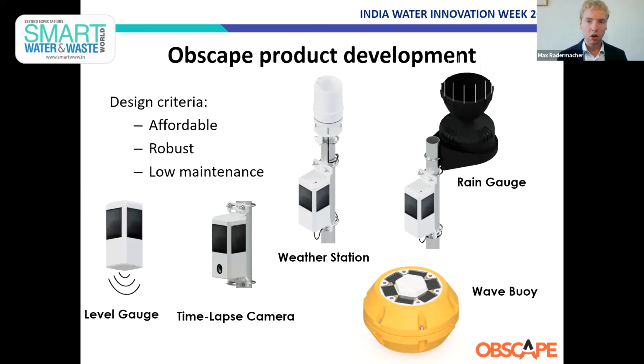And you can see a large degree of similarity among especially the top four instruments on the top row. They are all based on what we call the power and telemetry module, which is that white and black rectangular milk carton shaped thing. It has solar panels on the sides. Those are the black faces that you can see, those black panels. We can either connect external sensors to this power and telemetry module, as we did for the weather station and the rain gauge, or we can integrate sensors into the housing directly, like we did for the level gauge and the time-lapse camera.